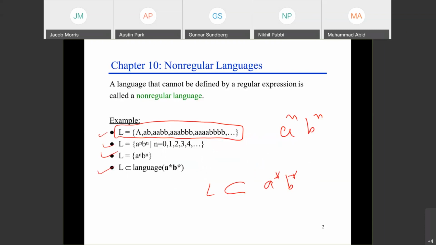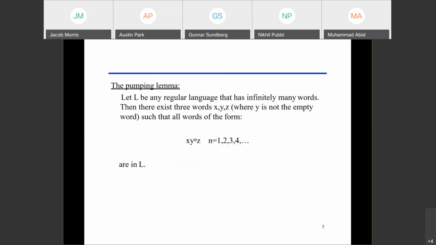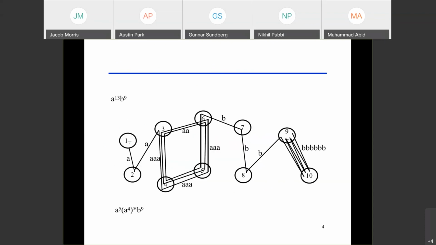And then we try to draw the FA, or NFA, whatever you want to call it, this machine. We didn't figure out how this machine would work. So this shows that this is a non-regular language. Okay, any question here?